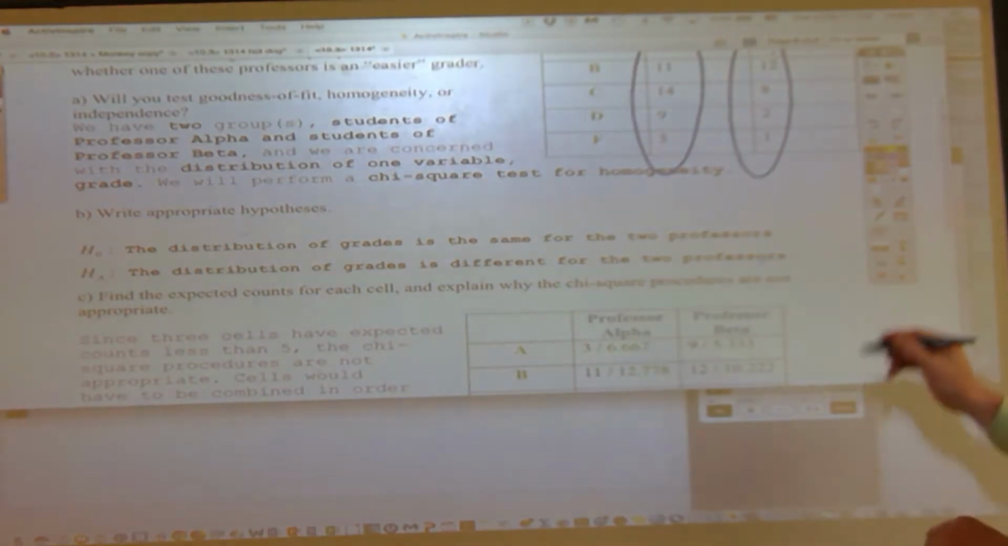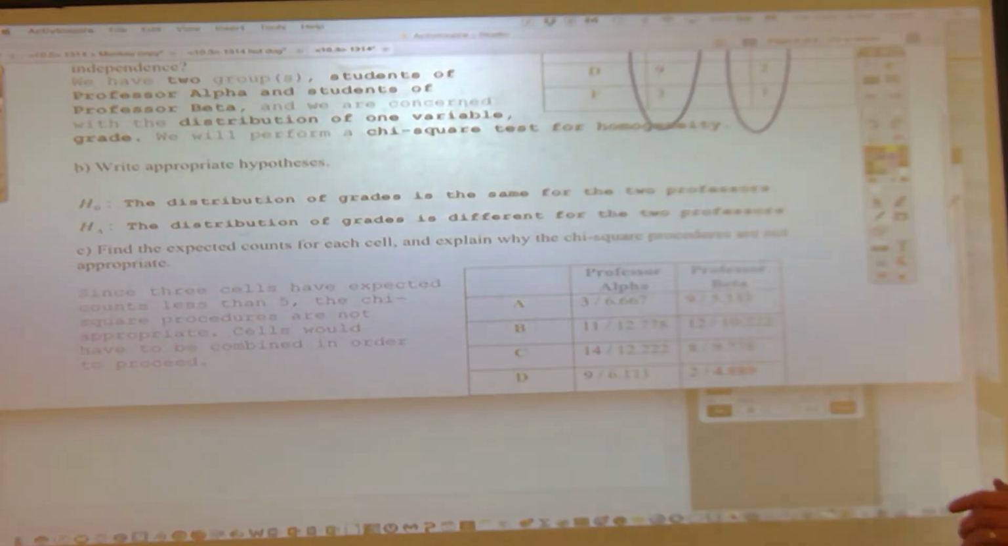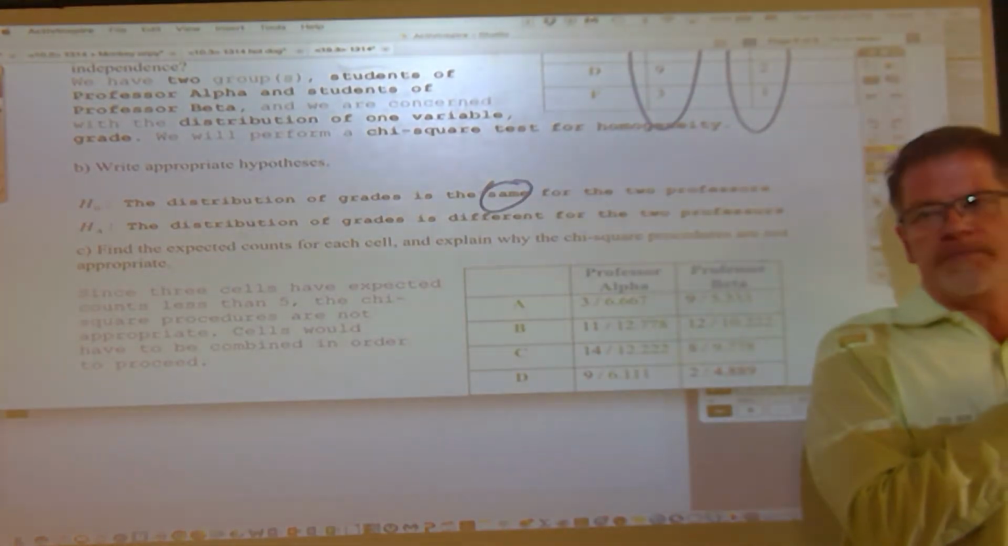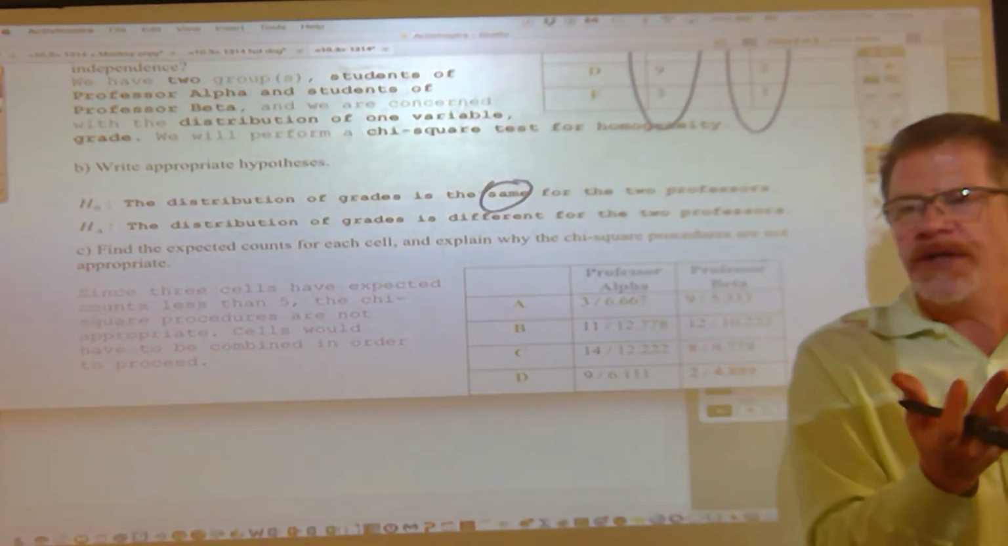We're performing a chi-squared test for homogeneity, not a chi-squared test for independence. The null hypothesis is that the distribution, notice the word same has to show up in the null hypothesis. Null hypothesis, we're just going to assume it's the same. This could be just natural sampling variation.